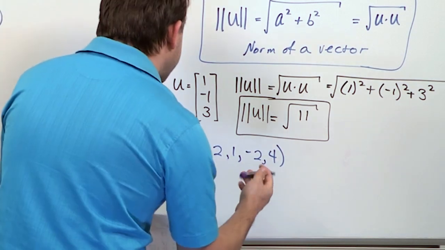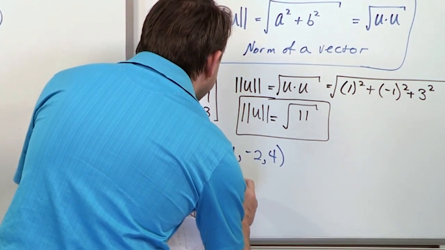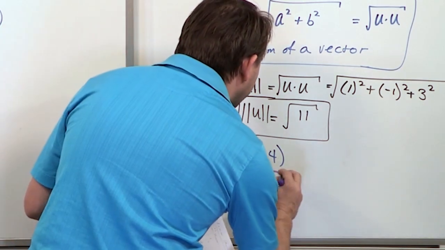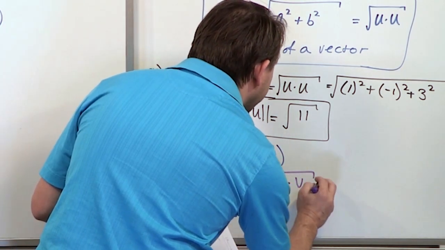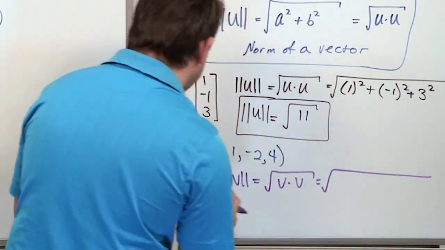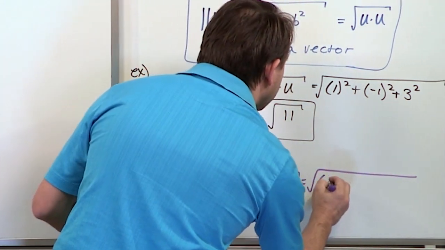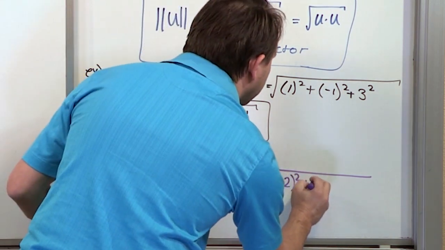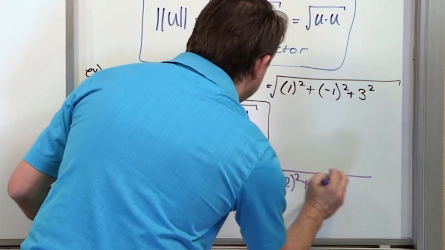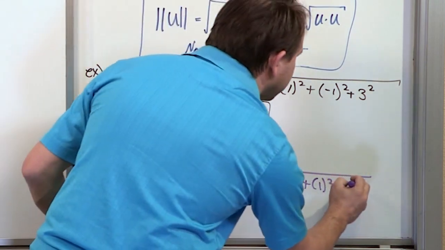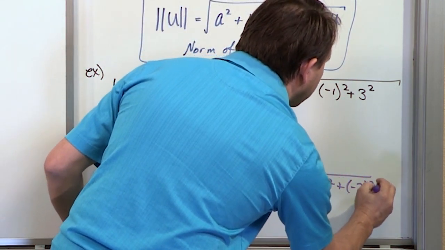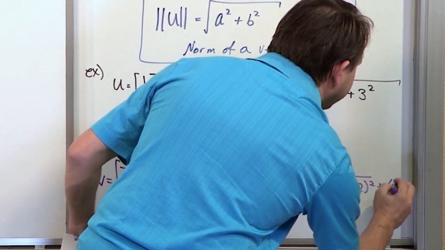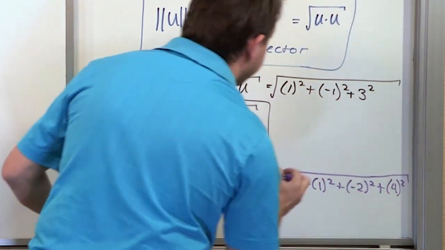All right, and then if I'm going to find the magnitude of the vector v, what I'm going to do is take the square root of the vector dotted with itself, which is the square root of negative 2 squared plus 1 squared plus negative 2 squared plus 4 squared. And I'll extend that square root to cover everything else.